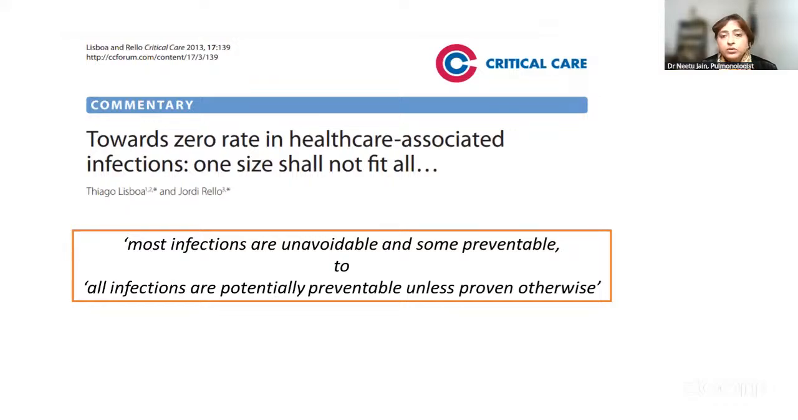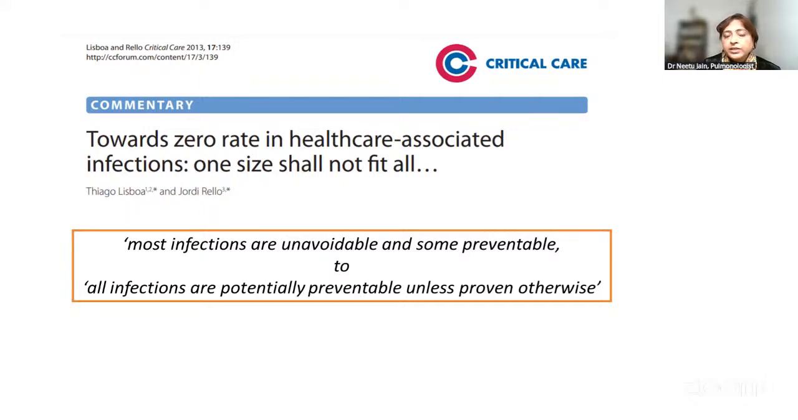So all of us want zero infections, but there is no one-size-fits-all. Every ICU is different, every place is different, every country is different, patient profile is different. Even in the same hospital, different ICUs, like an onco ICU is different, a cardiac ICU is different. So we have to devise strategies according to our ICU. From most infections are unavoidable, some preventable, to all infections are potentially preventable unless proven otherwise. So let's see how do we achieve that.